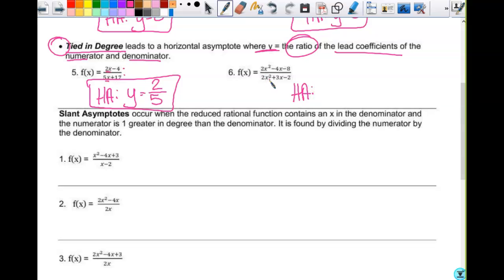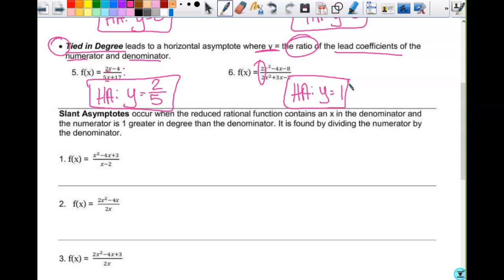When I look at number 6, they're tied in degree. I get 2 over 2, so that means y equals 1. That's how you come up with your horizontal asymptotes. That's simple. Always simplify, yes.